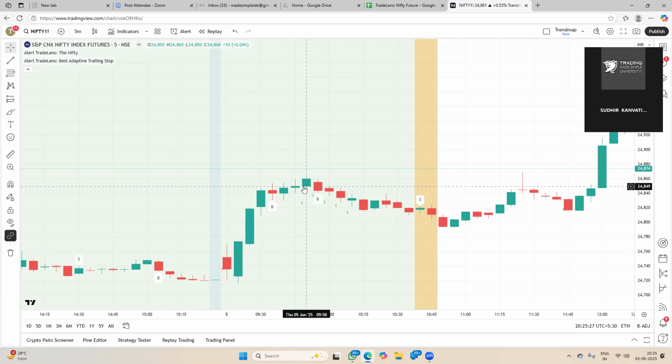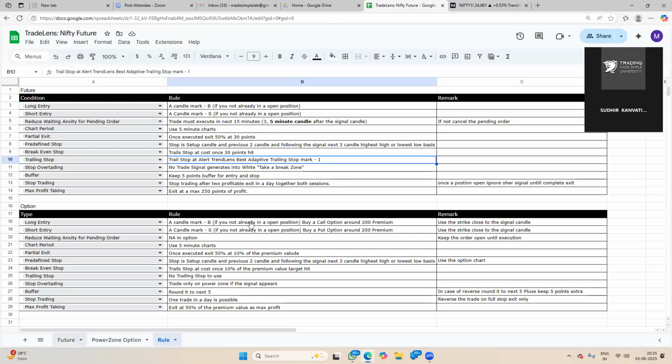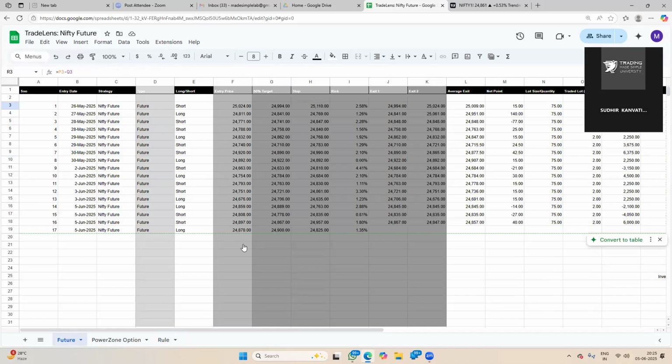So it is around 24,850 minus 5 points, that is 24,845, right? Correct. As you can see in our tracker, it should be mentioned like this. You can see that the exit is 24,845, right? Correct. Good. So this trade exited in a loss, and this way the loss has been booked.